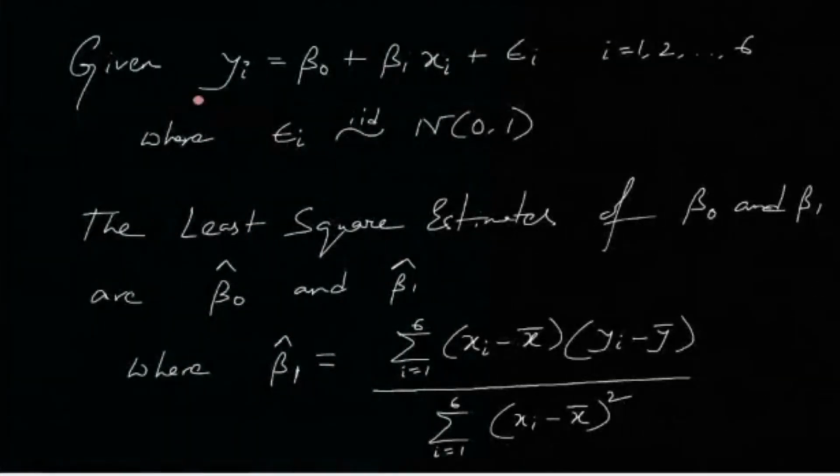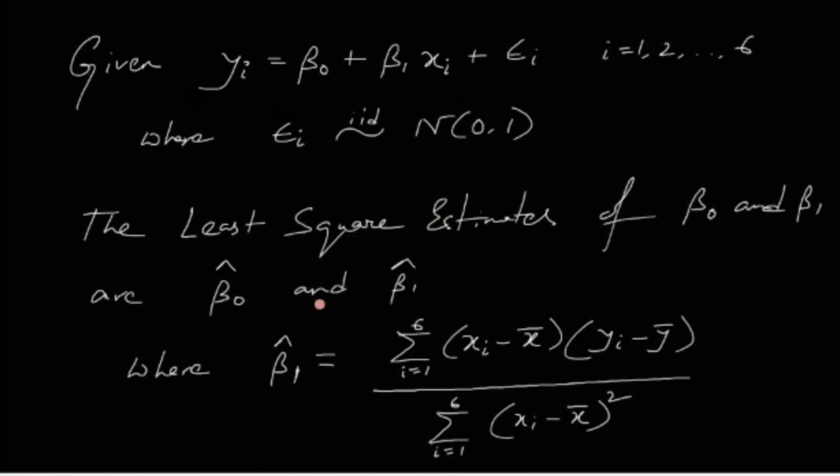So given this model, yi equals beta naught plus beta 1 xi plus epsilon i, and the least square estimates of beta naught and beta 1 are beta naught hat and beta 1 hat respectively, right? So we know that beta 1 hat is nothing but summation xi minus x bar into yi minus y bar divided by summation xi minus x bar whole square. This is the beta 1 hat.